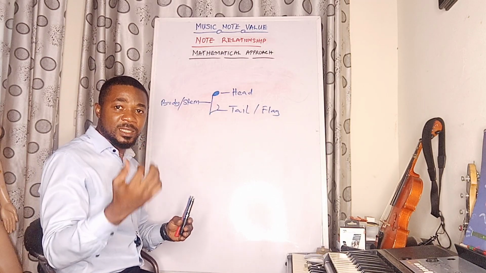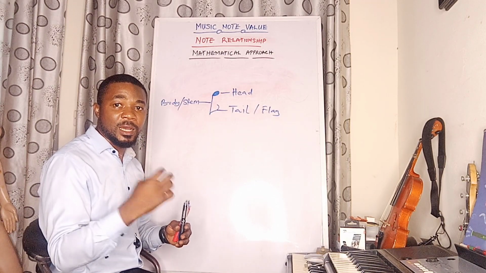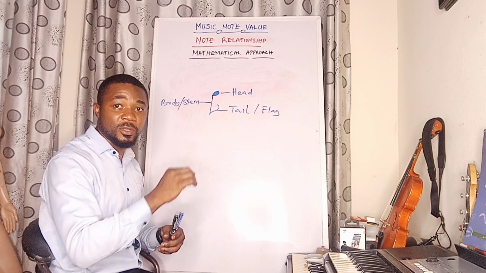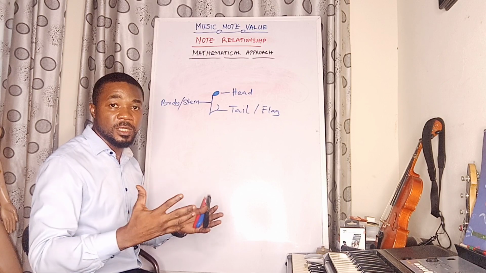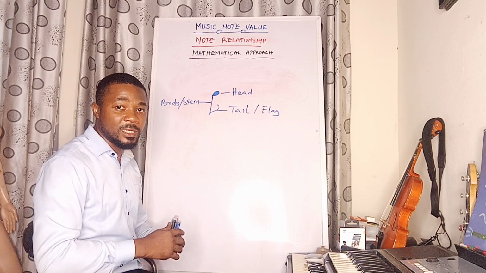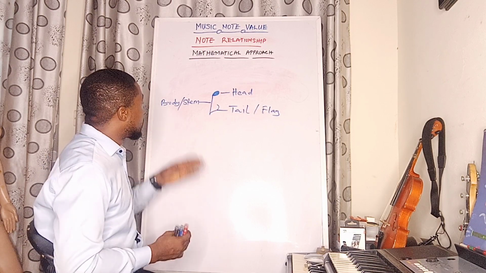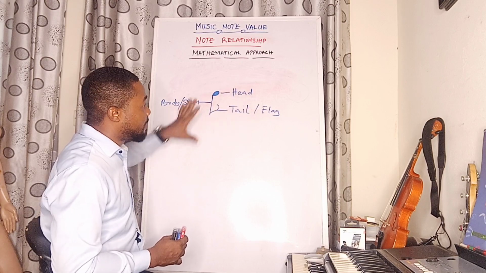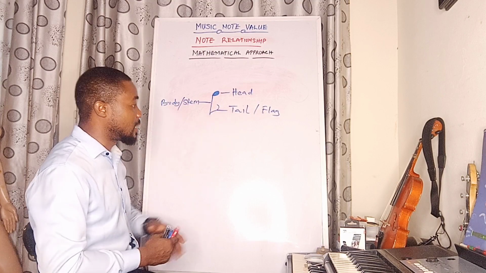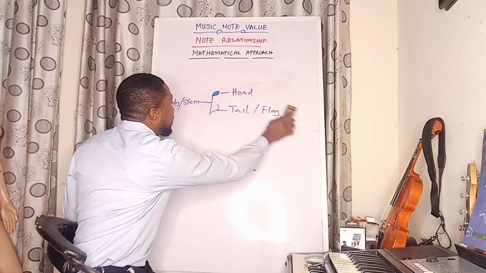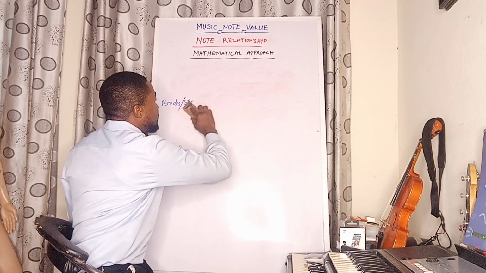There are also external body parts that are added once in a while, like the dot. They also play a significant role in increasing the value of the note, but we'll talk about that in our next lesson. So these are the three body parts that exist in music notes. We have the head, body, and the tail. So now let's go quickly into our example.